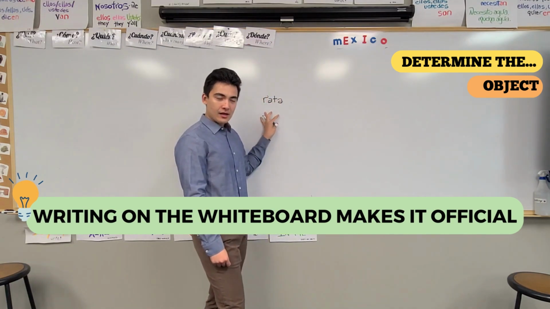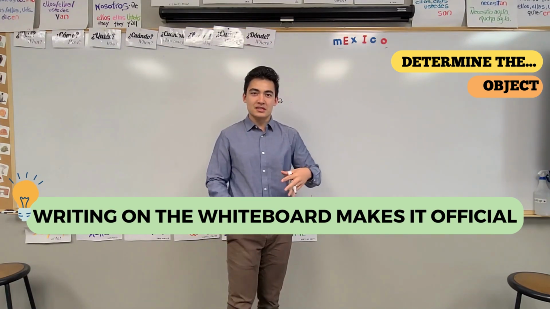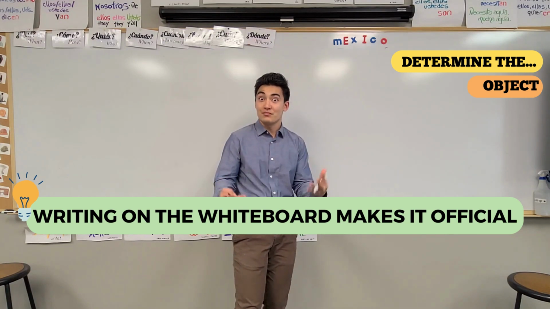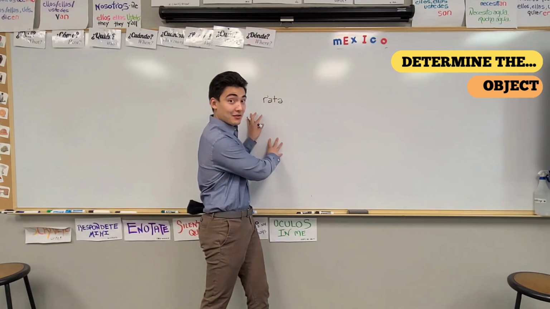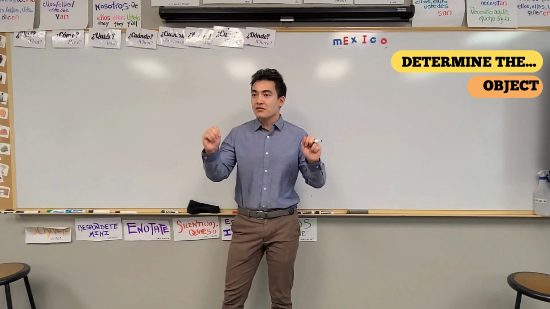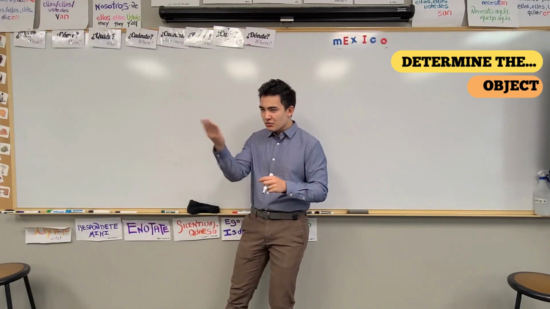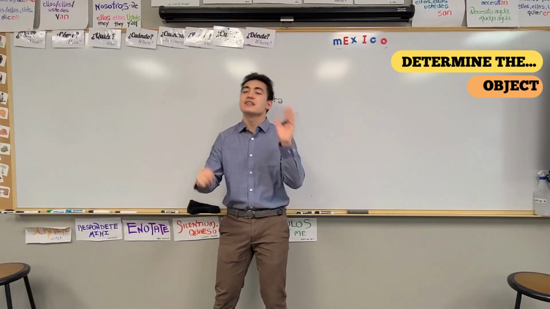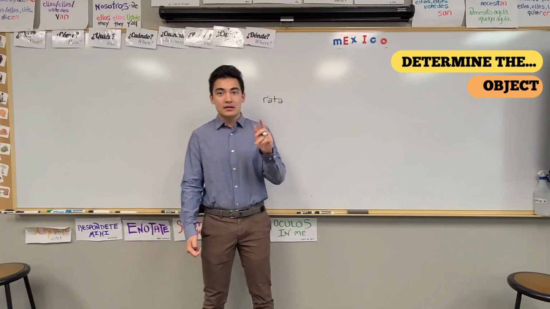Rata. When I write things on the board, that tends to make it more official. Like, it's already decided. Okay? So, just go ahead and confirm. Sydney, ¿es el personaje un tomate o es una rata? Ah, es una rata. Perfecta. Okay, so we have our object.